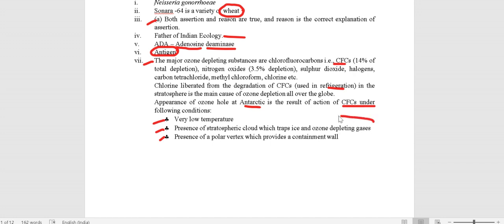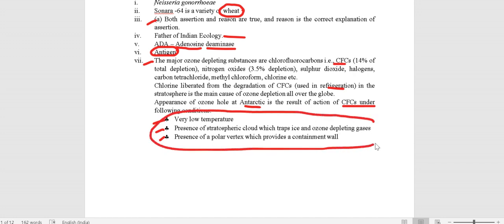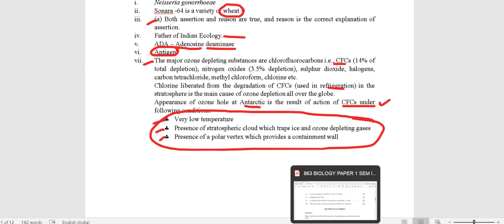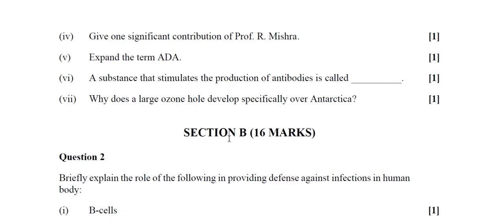You can confine your answer to this part: the main ozone depleting substance is CFC, and in Antarctica these three conditions are available, and due to that we can observe much more depletion of the ozone layer in Antarctica. Okay, so this is section A.